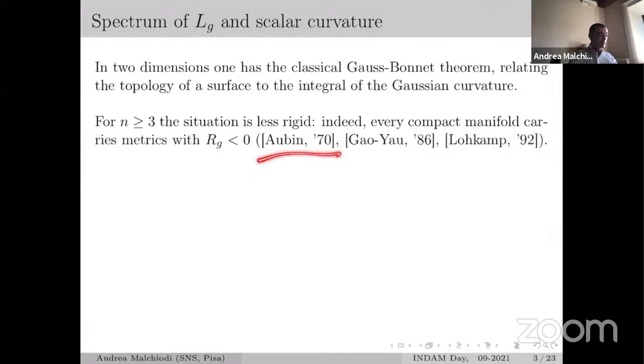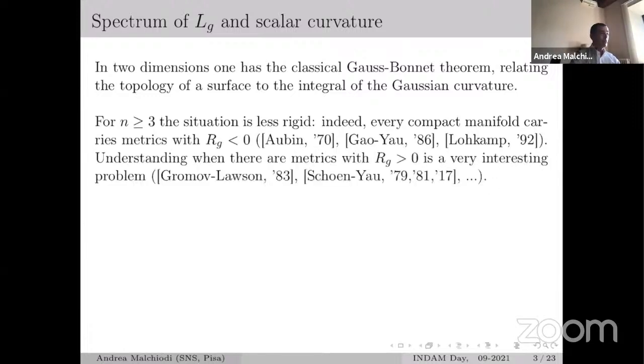Okay, so this was a result by Aubin, and it was even extended by Gao Yao in 3 dimensions and Lohkamp in general dimension. You can even make the Ricci tensor negative. Okay, so it is easy to deform a metric on a given manifold so that you get the scalar curvature negative. Okay, but it is difficult instead to push the scalar curvature up. Okay, so this is a very interesting and still a very active line of research. And there are fundamental results by Gromov, Lawson, and Chen and Yao. So essentially, the main tools which are used to study this problem are minimal surfaces or spin geometry.